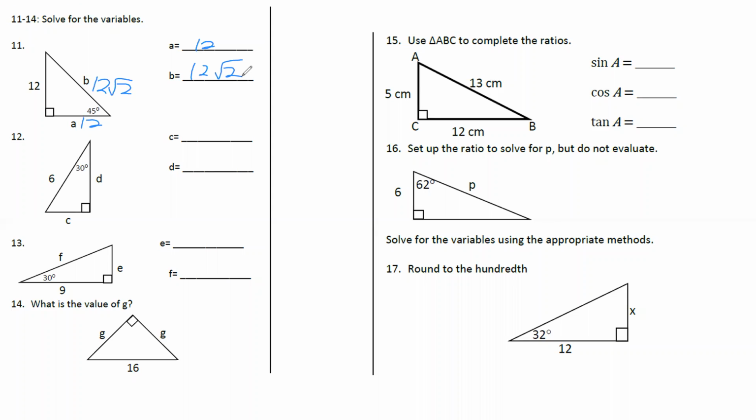All right, on 12 here, we have a 30, 60, 90 now. We have the hypotenuse given to us. We have to find the short leg first. Again, everything's based off that short leg. If the hypotenuse is normally double the short leg, we have to divide that by 2. So C is 3. And then the long leg is the short leg times radical 3. So this would be 3 radical 3.